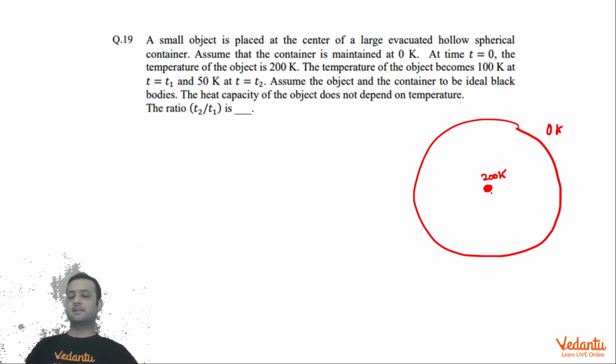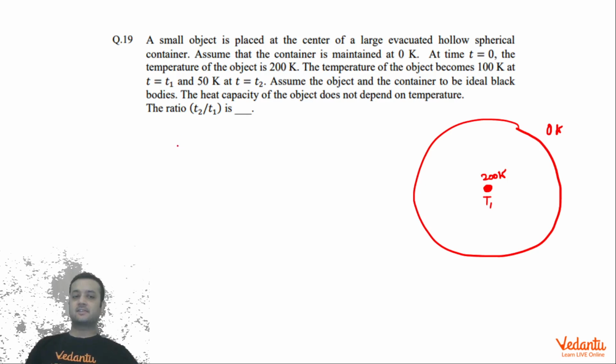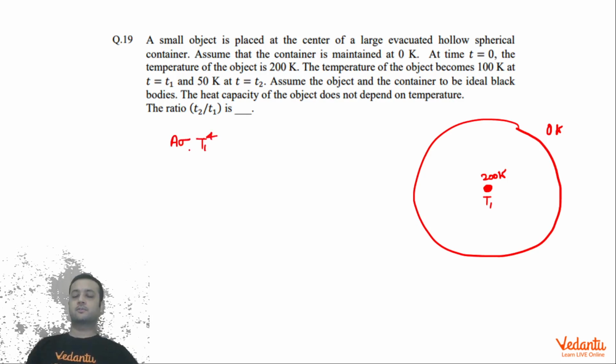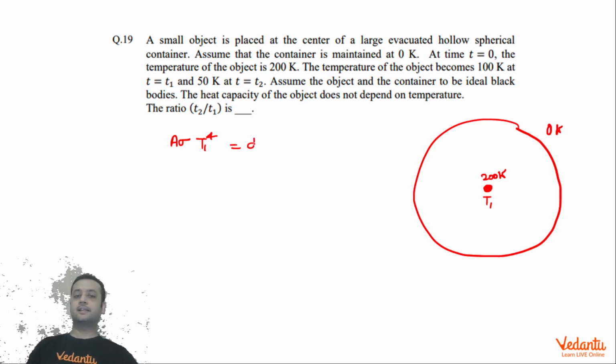Now we can simply apply Newton's law of cooling. Since the surrounding is at 0 Kelvin, it will not be getting any heat. It will only be radiating heat. That means it will only be emitting heat. So let's say at any time t, its temperature is T1. So by Stefan's law, the rate of heat loss will be A into sigma into T1 to the power 4. Okay, emissivity is 1. This should be equal to the net dQ by dt.